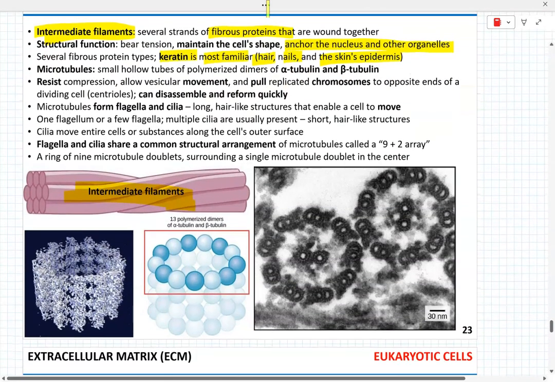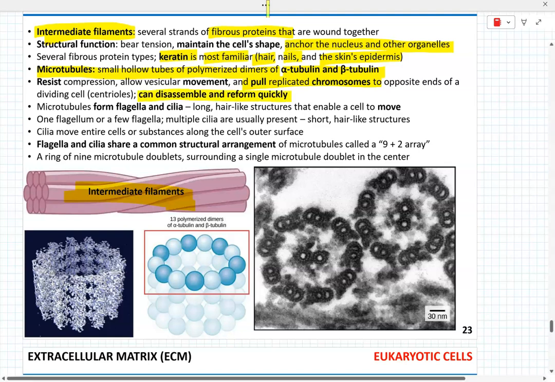The third type of filaments that comprise the cytoskeleton are microtubules. Microtubules are hollow tubes that are formed by the dimers of alpha and beta tubulin proteins. Microtubules can resist compression. They facilitate the movement of vesicles within the cell, and they actively pull replicated chromosomes to opposite ends of the cell during the anaphase of mitosis. And just like microfilaments, but not intermediate filaments, they can disassemble and reform quickly.